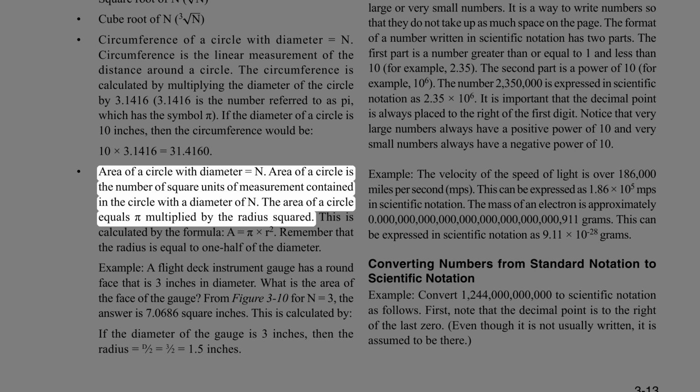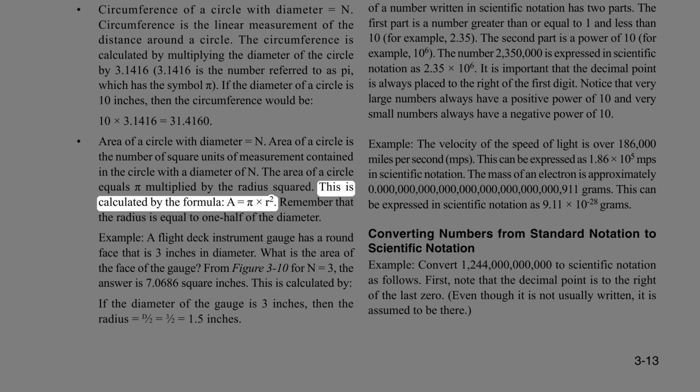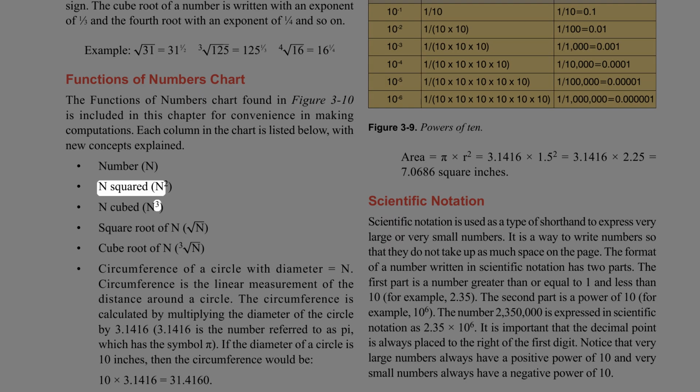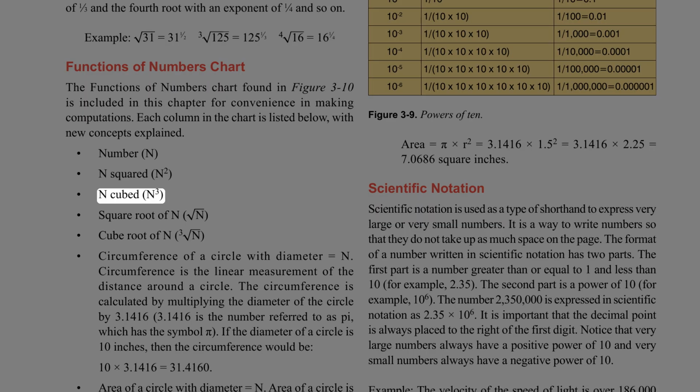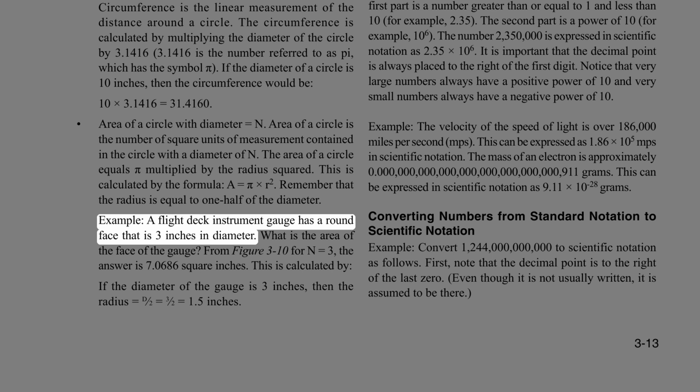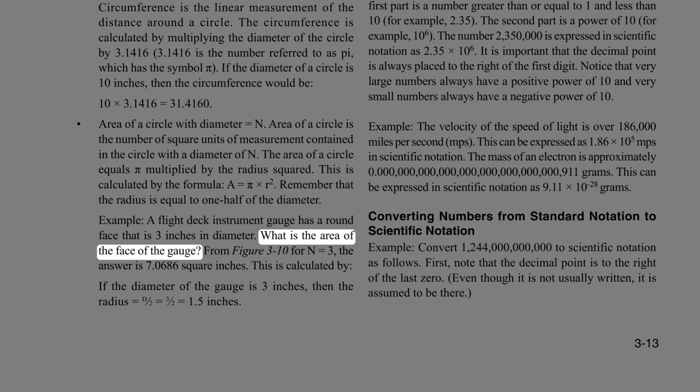Area of a circle with diameter equals n. Area of a circle is the number of square units of measurement contained in the circle with a diameter of n. The area of a circle equals pi multiplied by the radius squared. This is calculated by the formula A equals π times r squared. Remember that the radius is equal to 1/2 of the diameter. Example: a flight deck instrument gauge has a round face that is 3 inches in diameter. What is the area of the face of the gauge?